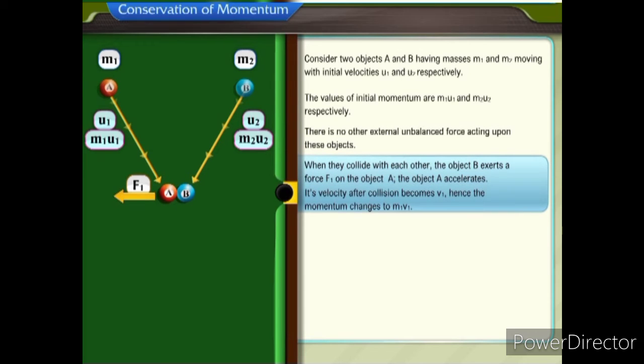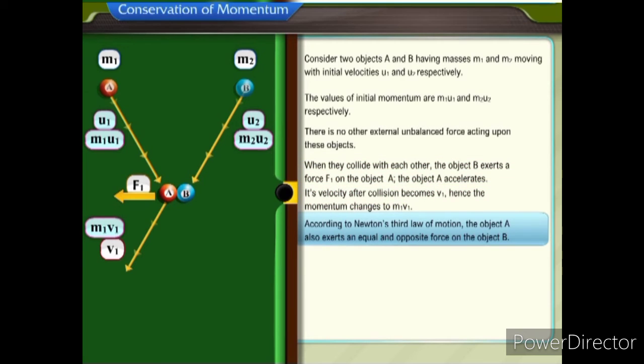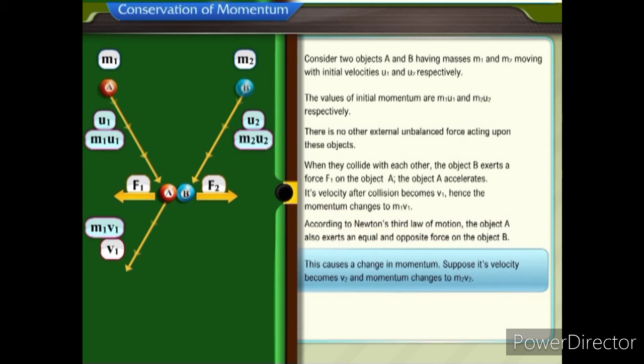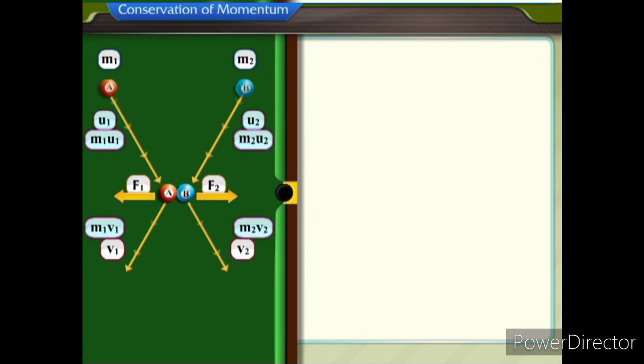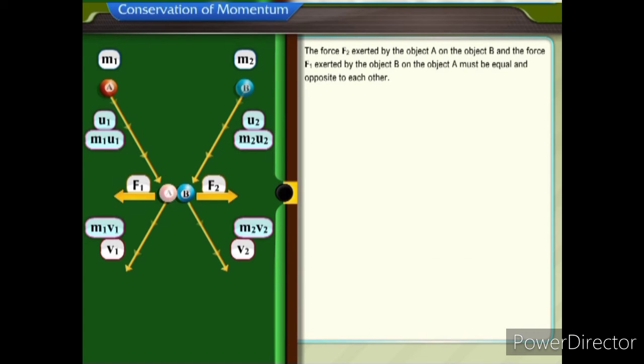A accelerates. Its velocity after collision becomes v1, hence the momentum changes to m1 v1. According to Newton's third law of motion, the object A also exerts an equal and opposite force on the object B. This causes a change in momentum. Suppose its velocity becomes v2 and momentum changes to m2 v2. The force F2 exerted by the object A on object B and the force F1 exerted by the object B on the object A must be equal and opposite to each other. That is, F2 is equal to minus F1.